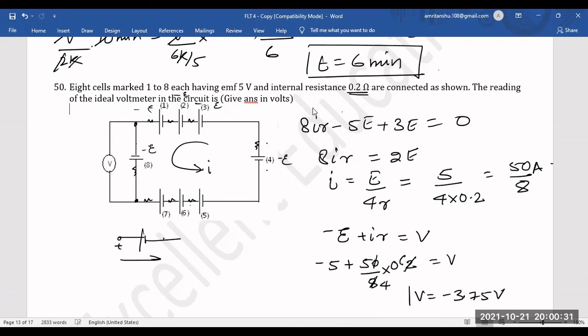In case I have written this answer, I'll correct it in your test papers. So the reading across the voltmeter will be minus 3.75. So with this we end with FLT4. Thank you so much.